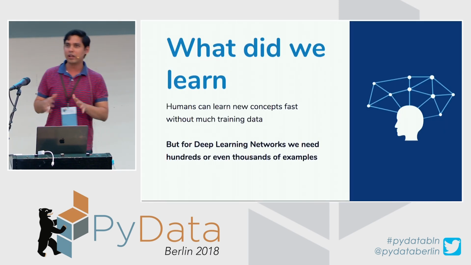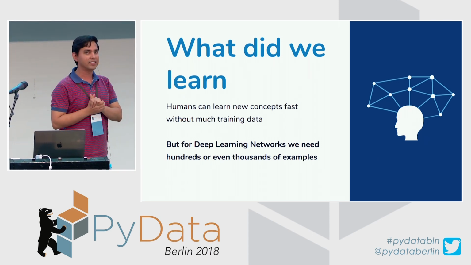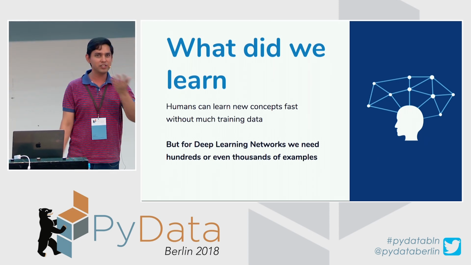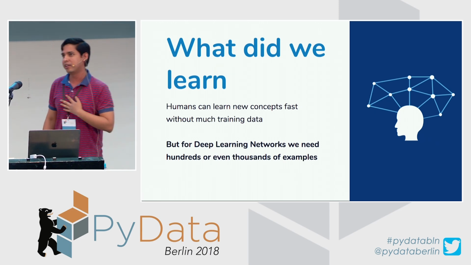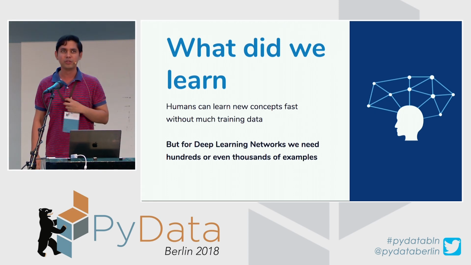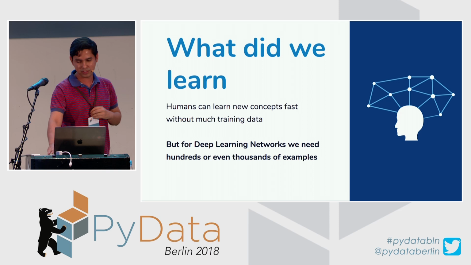So what did we learn till now? That humans can learn new concepts very fast without much training data. I just showed you one animal and you were able to predict that. But for deep learning neural networks, you need to show lots of examples, maybe hundreds, maybe thousands, maybe multiples of thousands.